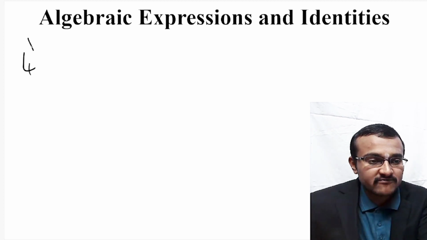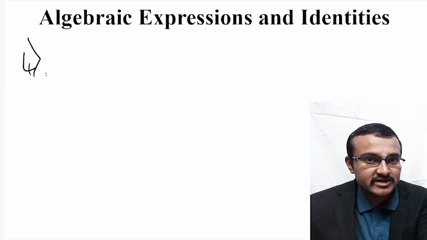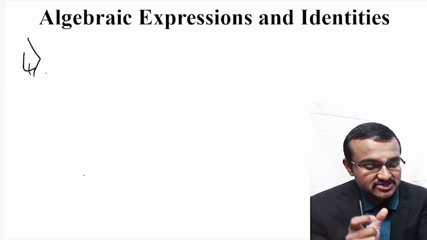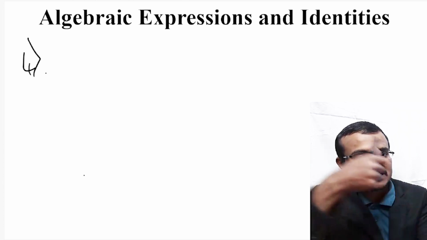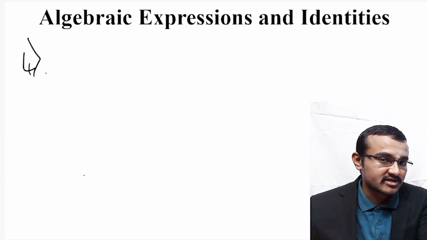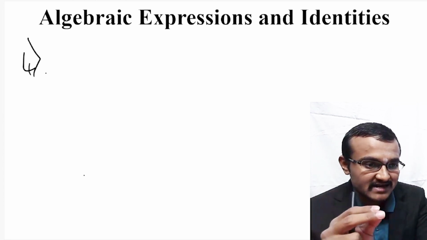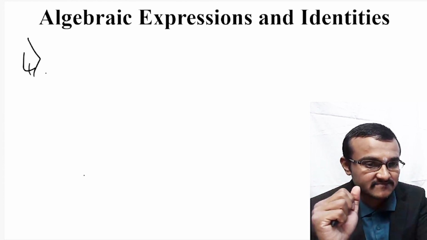So let us move to the fourth question in this particular exercise 8.3. Here they have given a particular algebraic expression and you should actually simplify that. And again they have given the values for that particular variables which are there in that particular algebraic expression. You should substitute that and find the final answer.